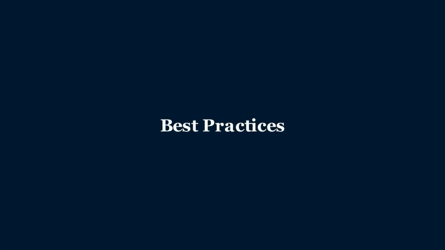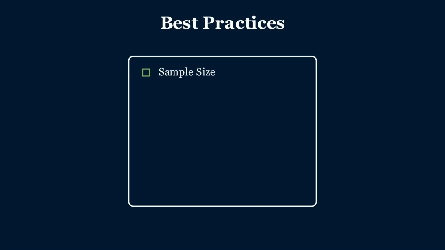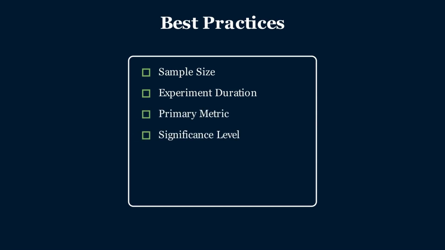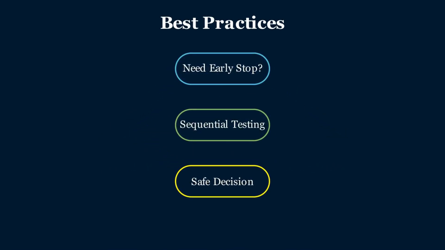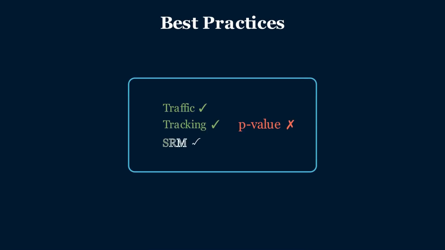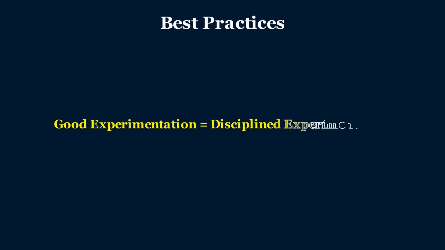So let's look at the practices followed by experienced experimenters. Before starting an experiment, decide sample size, experiment duration, primary metric, significance level, stopping rule, and monitoring plan. Write this down before collecting any data. If early stopping is necessary, use proper sequential testing methods. Monitor experiment health, not statistical significance. And once the experiment reaches its planned endpoint, perform exactly the analysis you planned from the beginning. Good experimentation is disciplined experimentation.